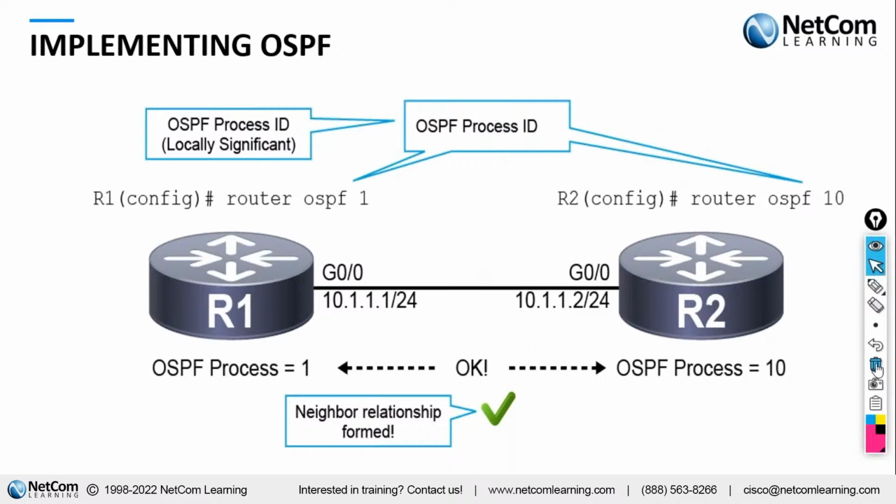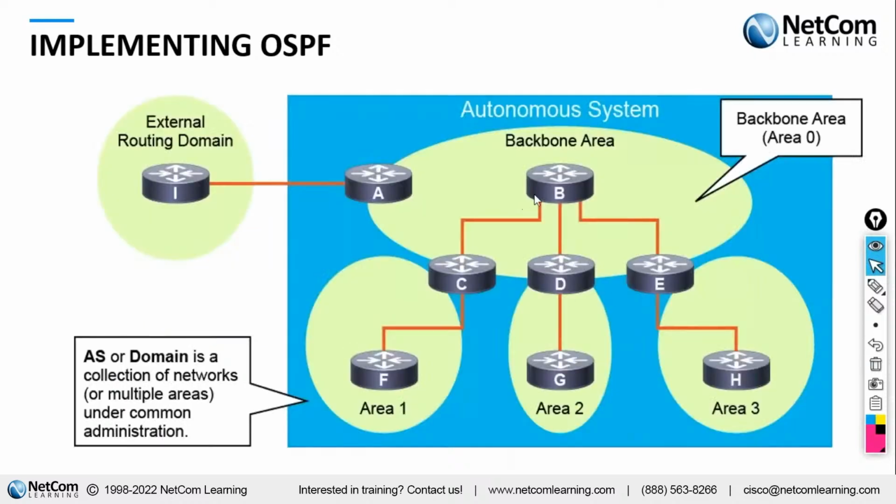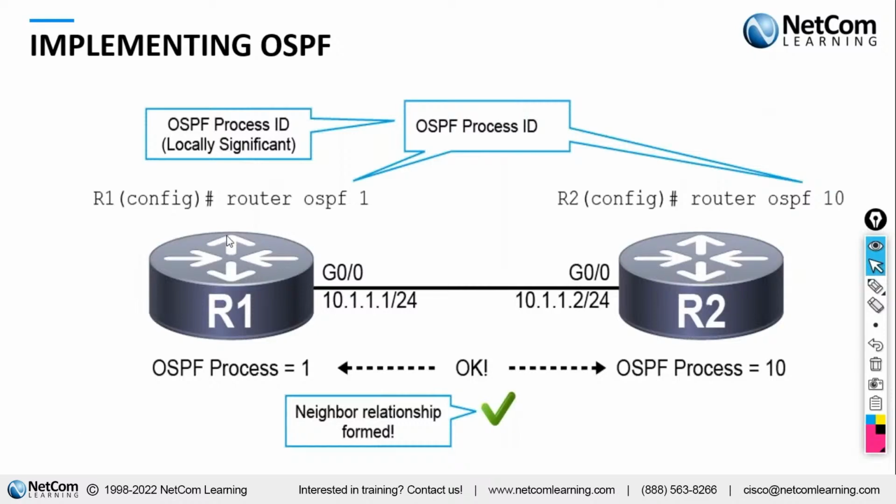Now, if you notice how we can do OSPF configuration, let me take you to my previous slide. Let's say I want to build a neighbor relationship from router B to router C. How can we do that? Neighbor relationship means whatever routes R1 has, R1 shares with R2. Whatever routes R2 has, R2 shares with R1.